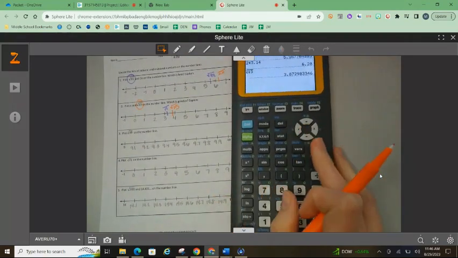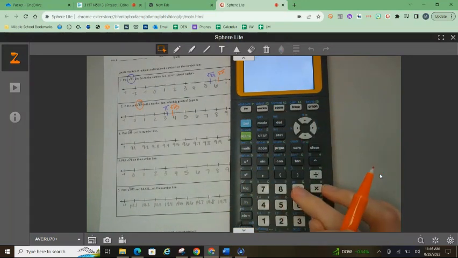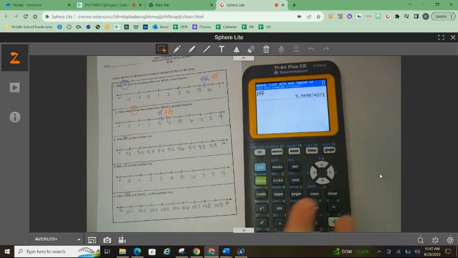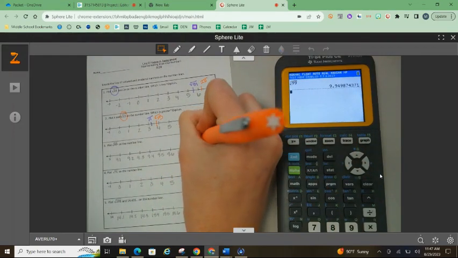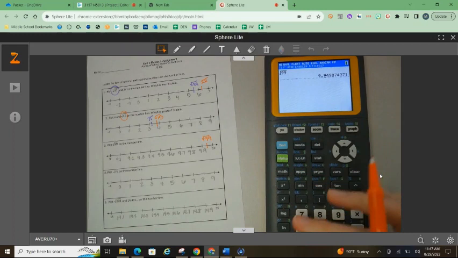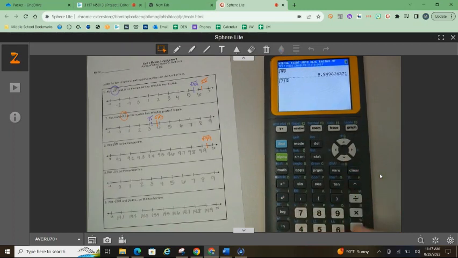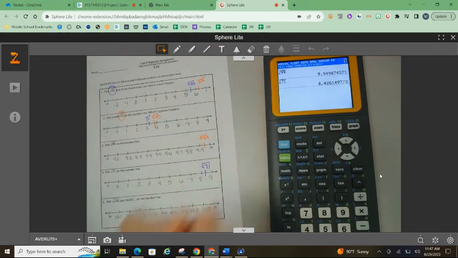Next, it asks for the square root of 99 on the number line. Again, we do second x squared, 99, hit enter. It's 9.95, so it's about halfway between 9.9 and 10. There's the square root of 99. Okay, then it says the square root of 71. So second x squared, 71. I get 8.42. Okay, so it's going to be about halfway between 8 and 9. There's the square root of 71.